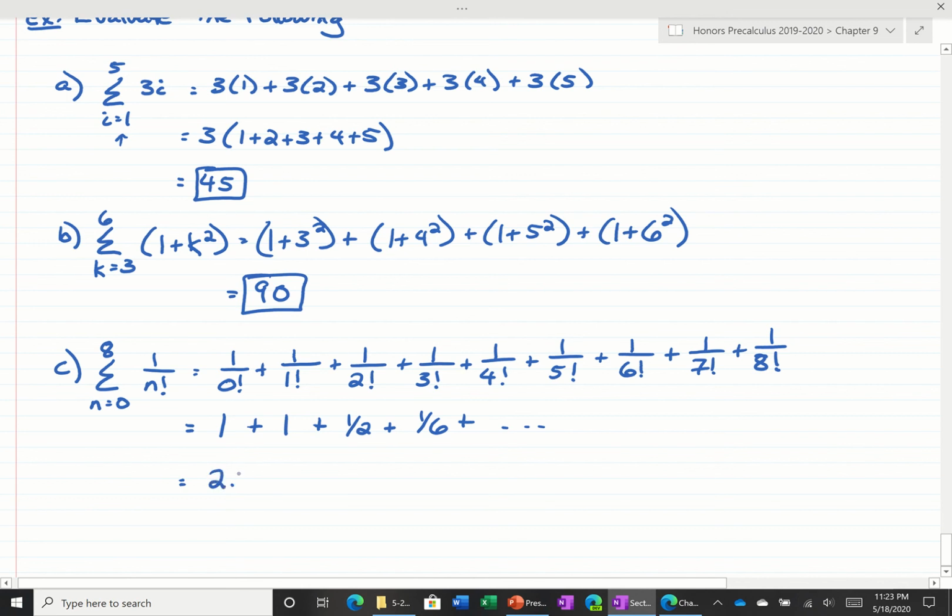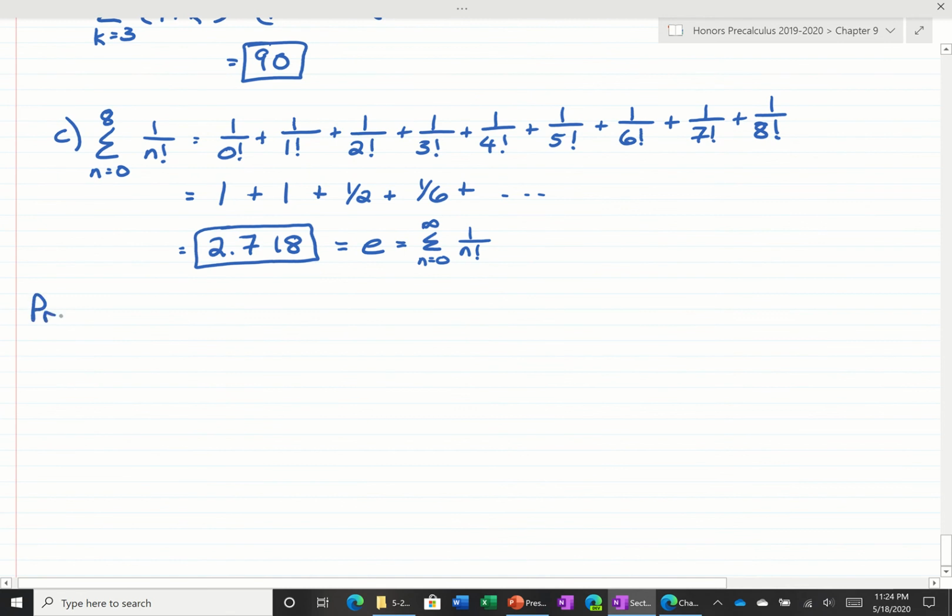about 2.718. Put an extra decimal there. That's actually the number e. If you remember, we talked about e when we were talking about natural logs, right? So this is the definition of e. e is the sum from n equals 0 to infinity of 1 over n factorial. So you could look back in our notes on natural logs, but that's how you would figure that out.